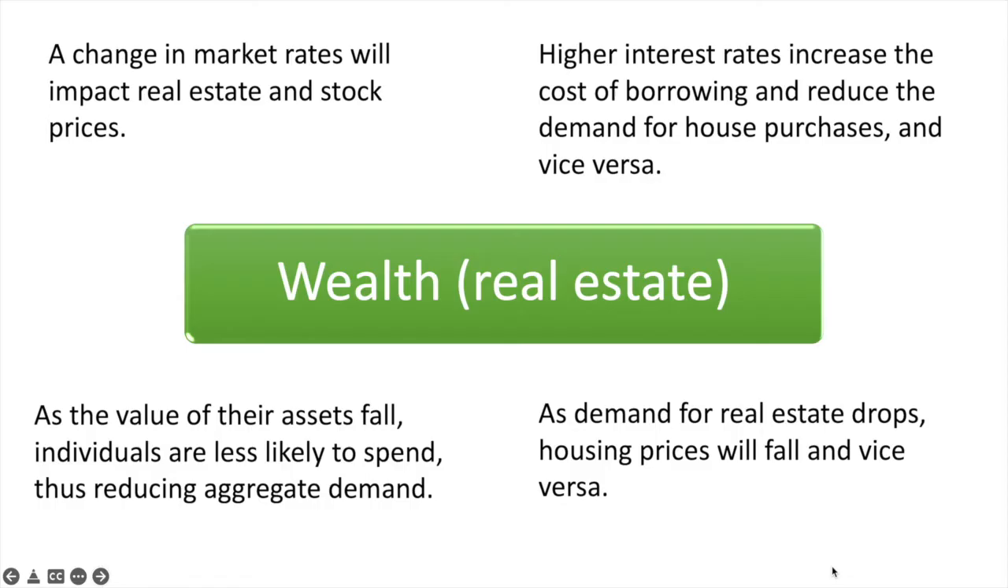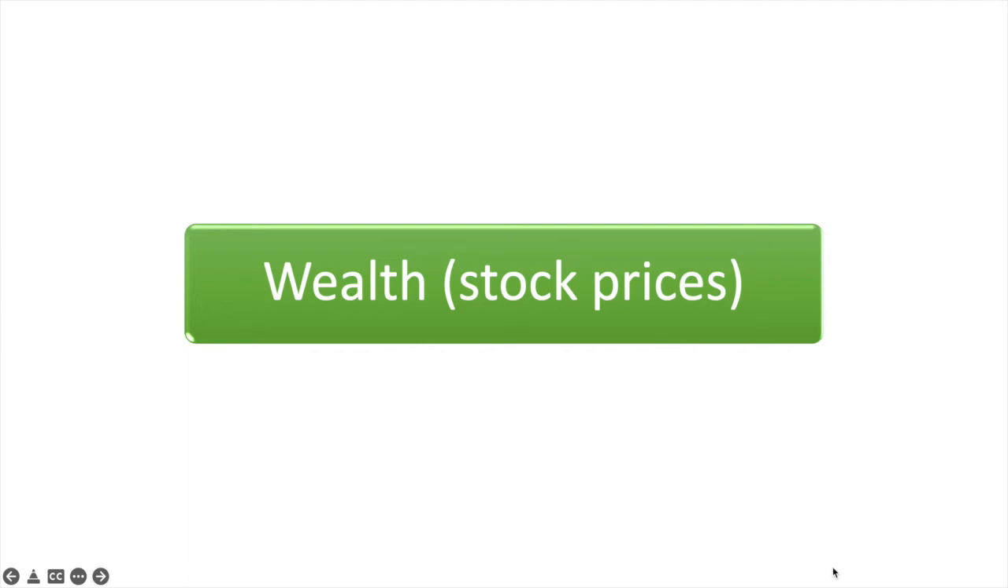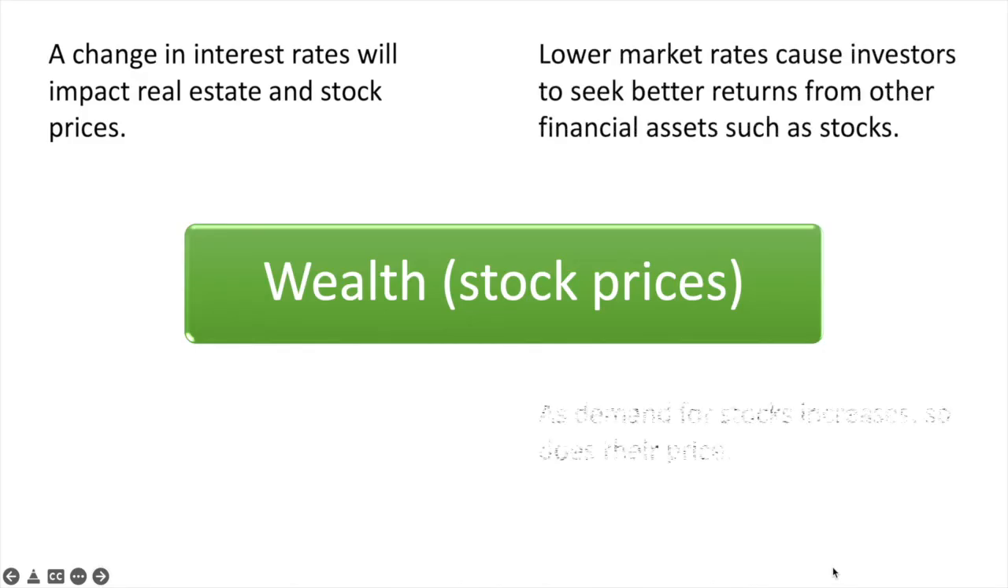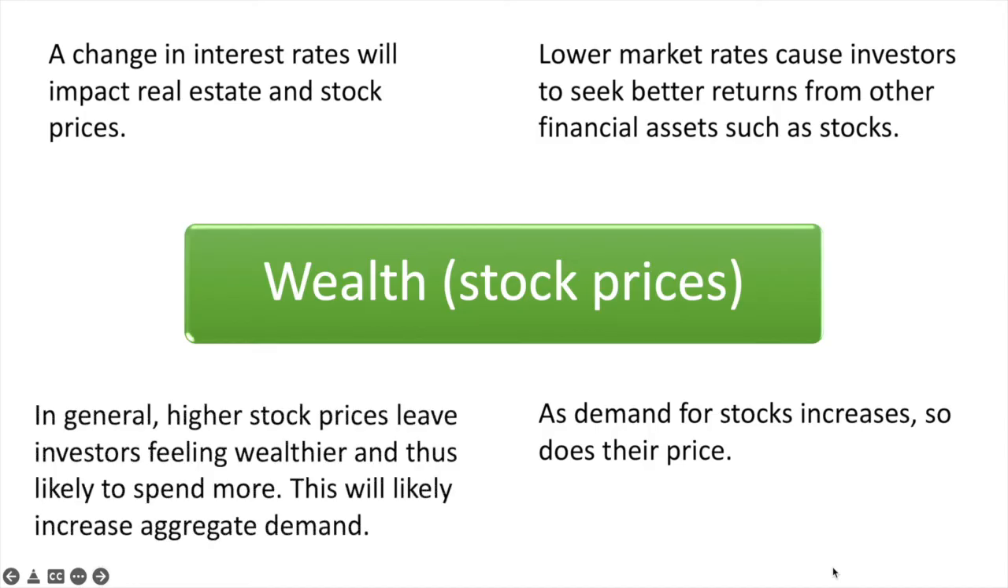So let's see what would happen if market rates drop. If market rates drop, the demand for real estate will rise, increasing real estate prices, and that would result in an increase in wealth. When people feel wealthier, they're more likely to spend, and this will lead to an increase in aggregate demand. Stocks or shares are impacted by changes in interest rates as well. Lower market rates cause investors to seek better returns from other financial assets such as stocks. As demand for stocks increases, so does their price. In general, higher stock prices leave investors feeling wealthier and thus likely to spend more, and this will likely increase aggregate demand.